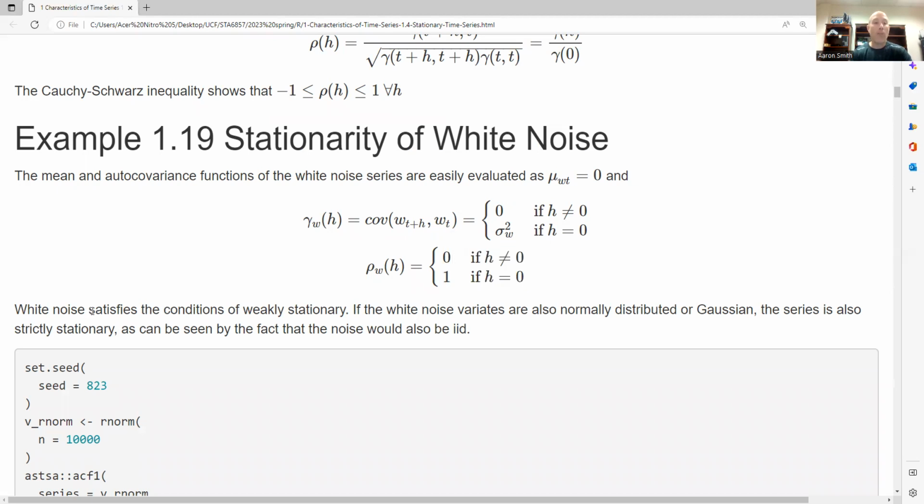All right, so white noise satisfies the conditions of weak stationary. If the white noise variant is also normally distributed or Gaussian, it is also strictly stationary. And this can be seen by noting that the noise is IID.